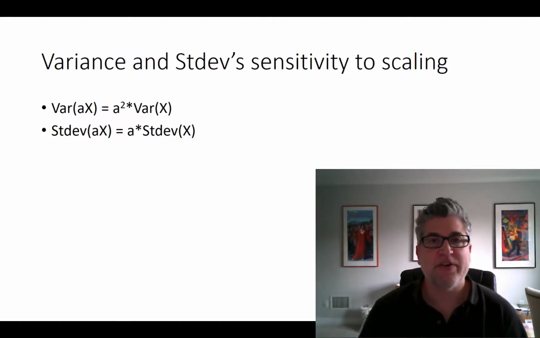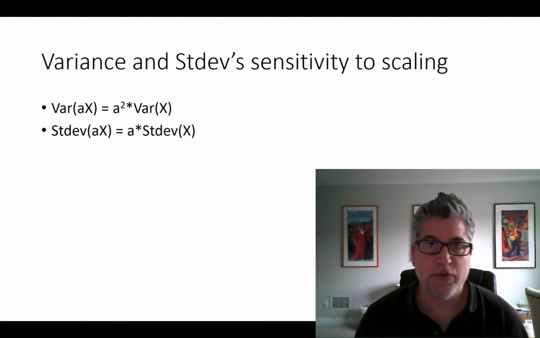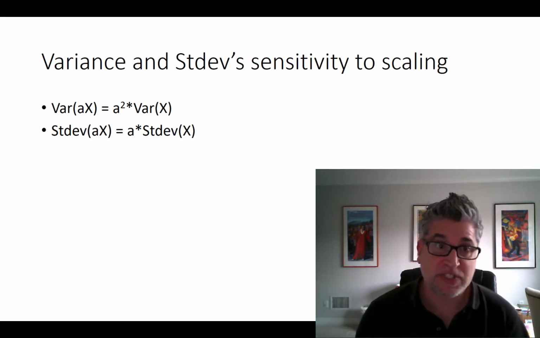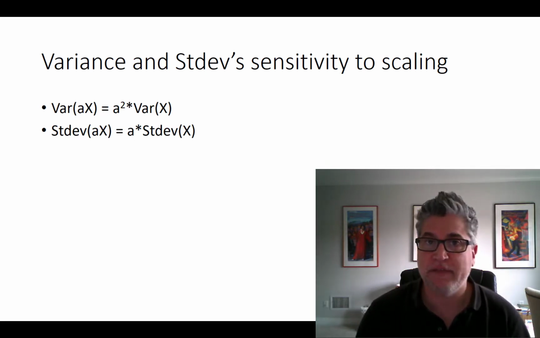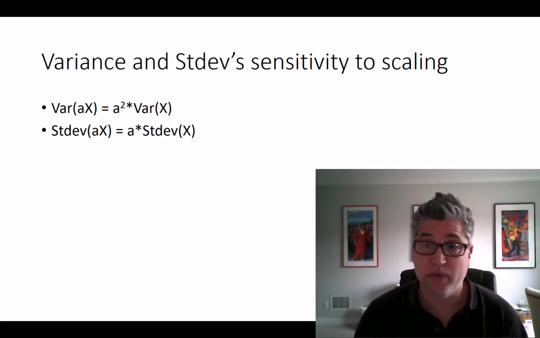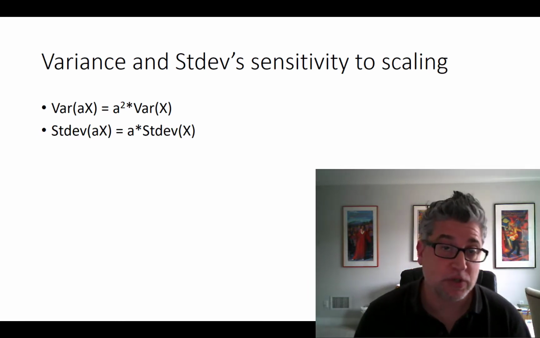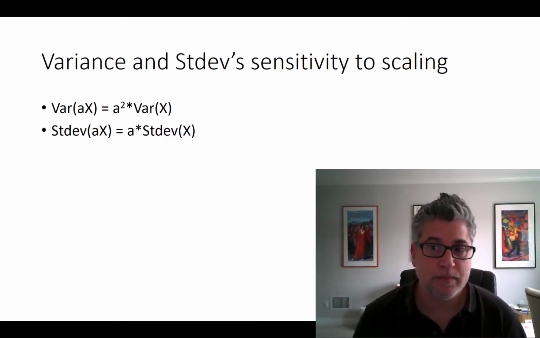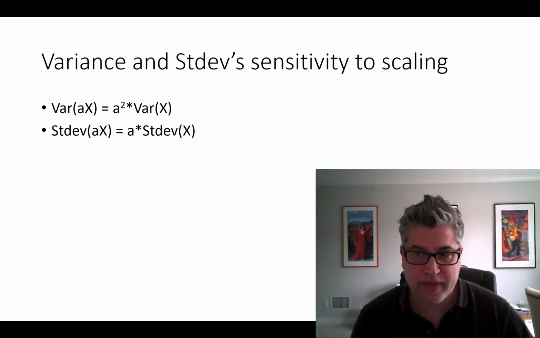The variance and the standard deviation are sensitive to the units that you measure something in, or to scaling. So if your scale is in feet, you'll get a different number for variance and standard deviation than if you rescale to inches or to kilometers or something else like that. The formulas for how they depend are like this.